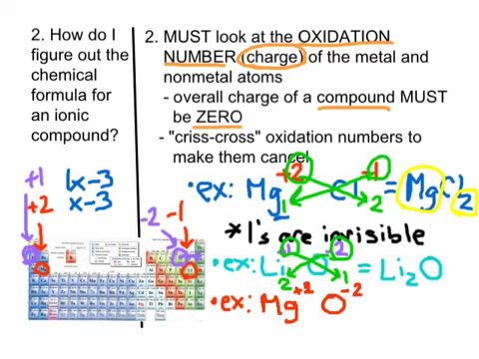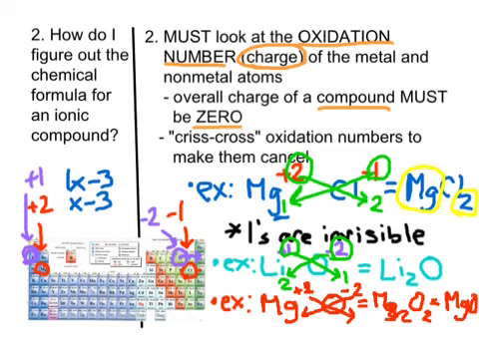Now, we can see right away that a positive 2 and a negative 2 are going to cancel out. And so when we crisscross those numbers, we get Mg2O2. Because they are the same number, we can get rid of them. It's like a least common multiple kind of thing. So we're just going to get rid of the 2's and just call it MgO.